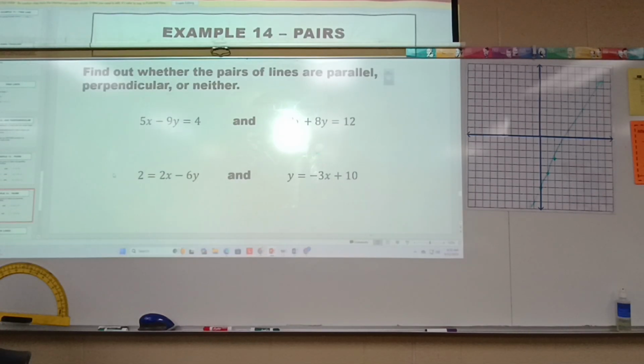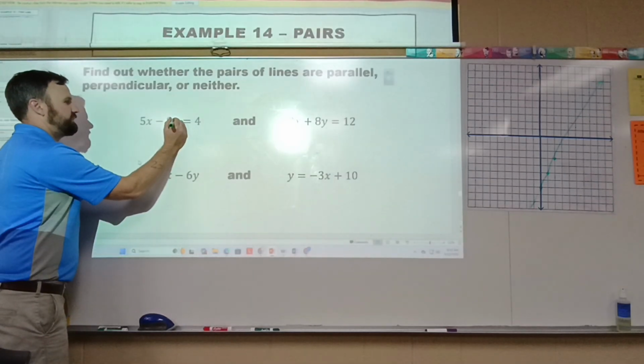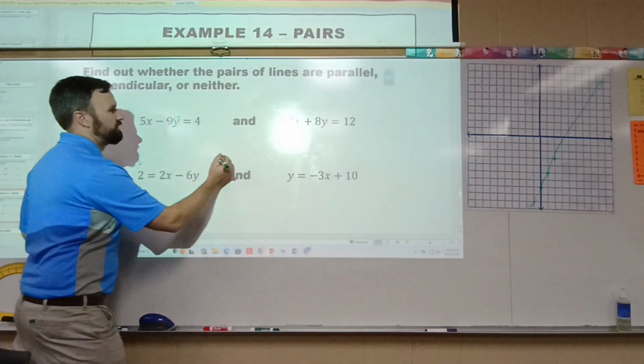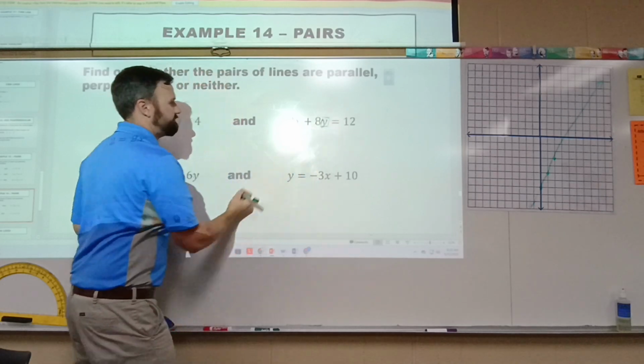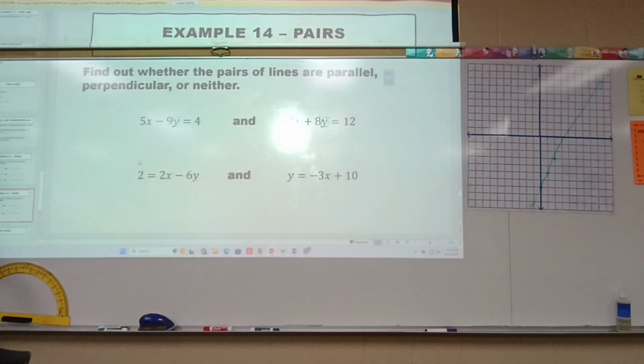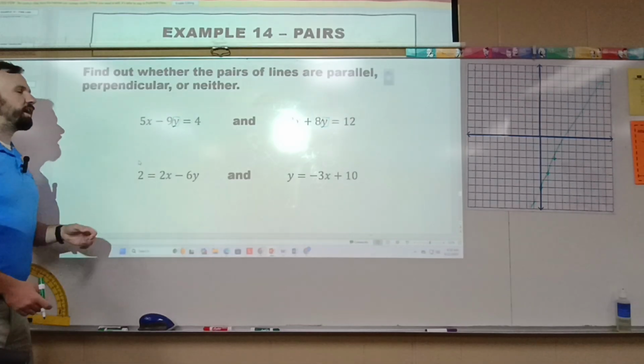Well, what do I do if I see this, though? What do you always have to do in order to look at slopes? Get y by itself. Get y by itself, right? Now, there is a trick to this. I alluded to it the other day. I'm not going to teach the trick, but if you see it, that's fine.